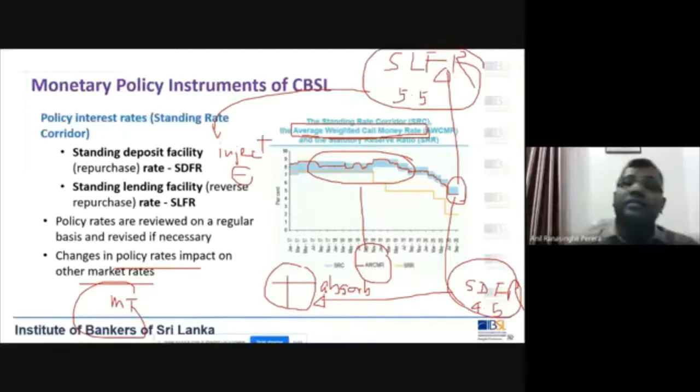The central bank is trying to keep this average weighted call money rate as much as possible in the middle of the corridor. They are trying very hard to keep that rate in the middle. The reason is that it is a kind of indicator for other rates. When that rate goes down, maybe other market rates are also following. If that rate goes up, maybe other rates are also following the same. So it's a kind of indicator for the market, AWCMR.